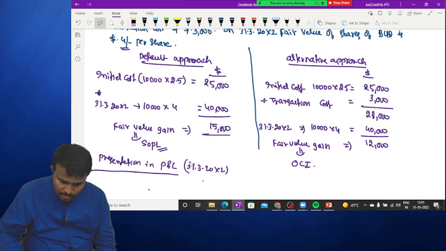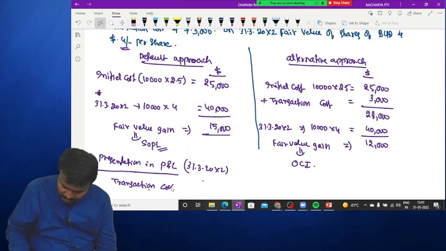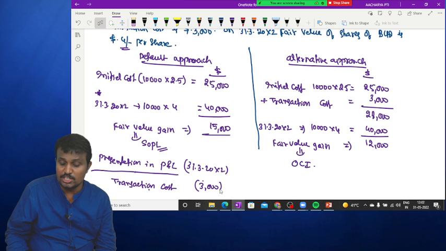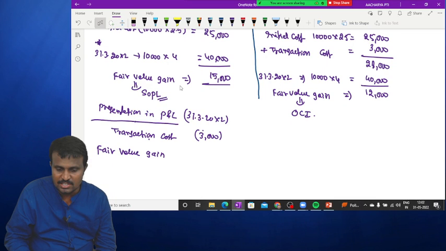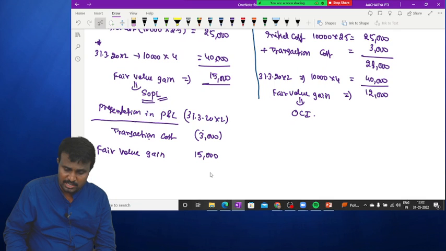So in case of a default approach, the transaction cost, how much amount is there? Transaction cost is shown under what? Other expenses. And the next one is fair value gain. Fair value gain is also transferred to the statement of profit and loss, right? 15,000. Then a total of 12,000 is the net proceeds.